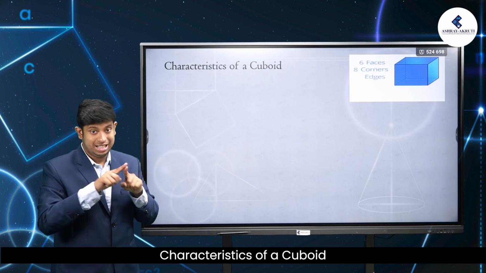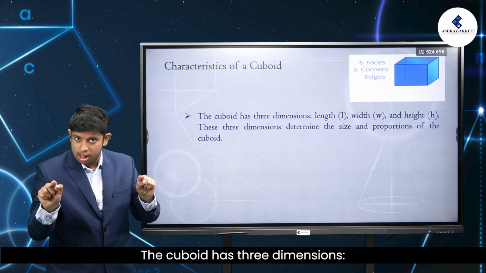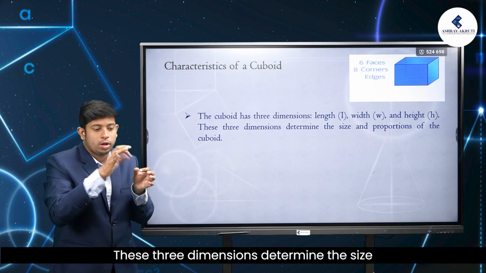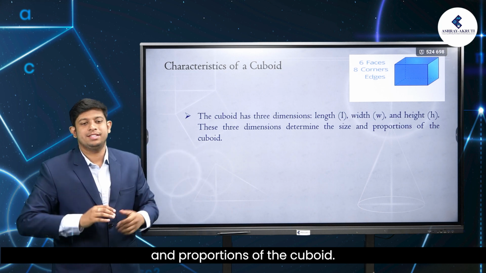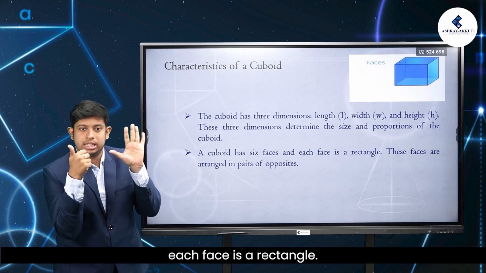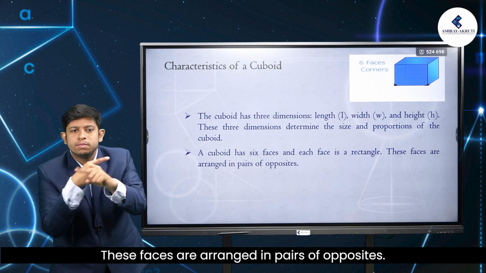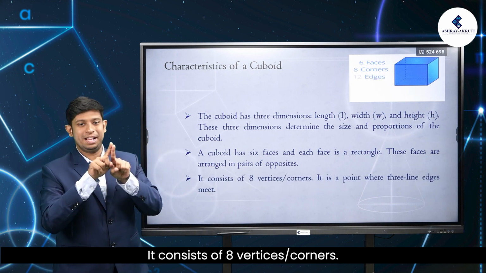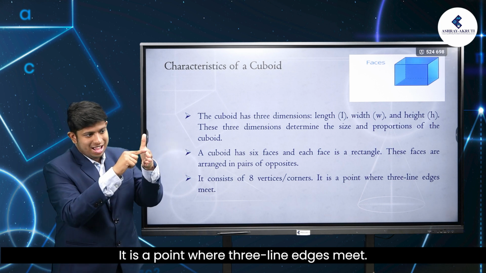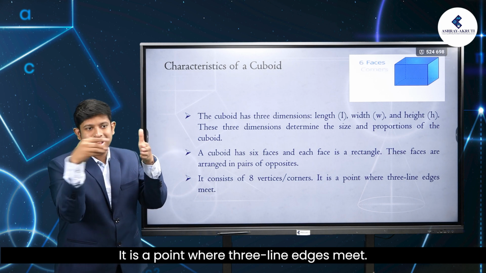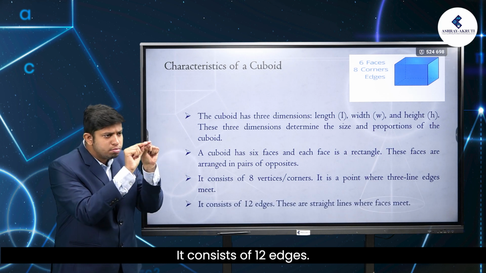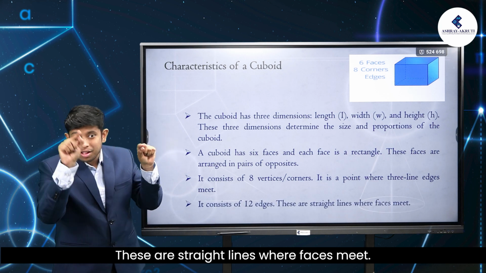Characteristics of a cuboid. The cuboid has 3 dimensions: length, width, and height. These 3 dimensions determine the size and proportions of the cuboid. A cuboid has 6 faces. Each face is a rectangle. These faces are arranged in pairs of opposites. It consists of 8 vertices. A vertex is a point where 3 edges meet. It consists of 12 edges. These are straight lines where faces meet.